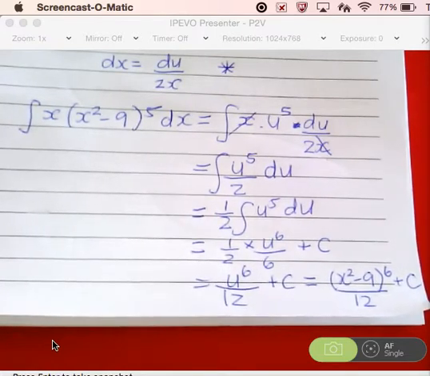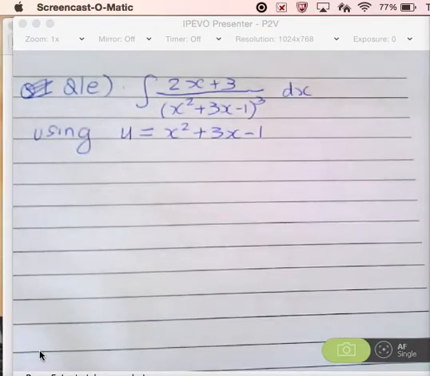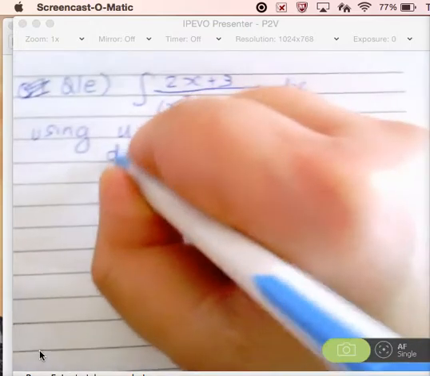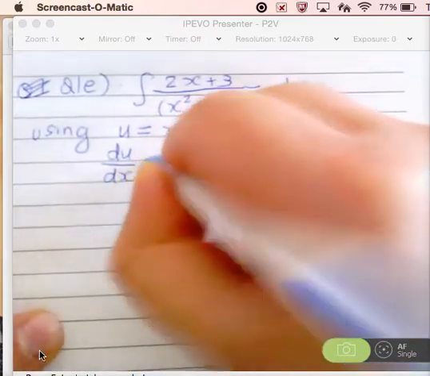I'm going to do question 1e. We ready? Example question 1e. Integrate (2x + 3) over (x² + 3x − 1)³ dx using the substitution u = x² + 3x − 1. du/dx. Yep, you always do it. And what do you get?